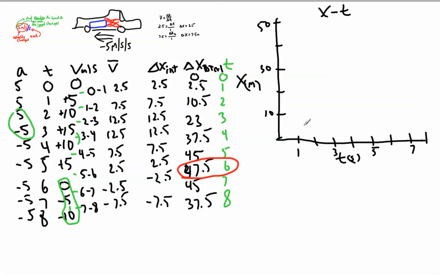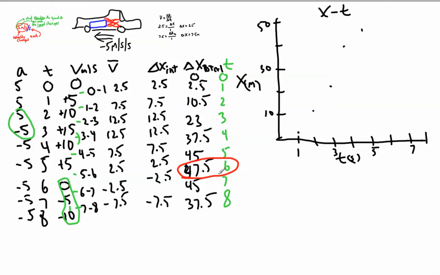These are meters here. And so after the first second of time, it had traveled 2.5 meters. After the second, 7.5 meters. After the third second, it had traveled, whoops, go back. After the second, it had gone a total of 10.5. And then after the third second, it had gone a total of 23. And then after the fourth second, a total of 37. And after the fifth second, a total of 45.